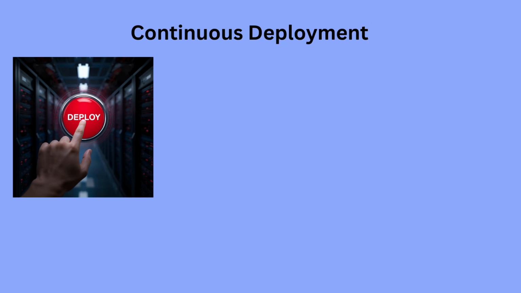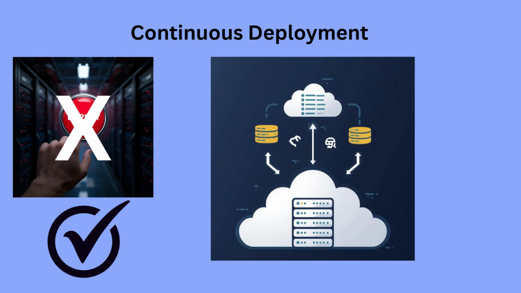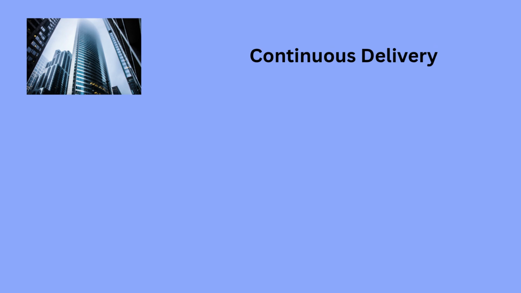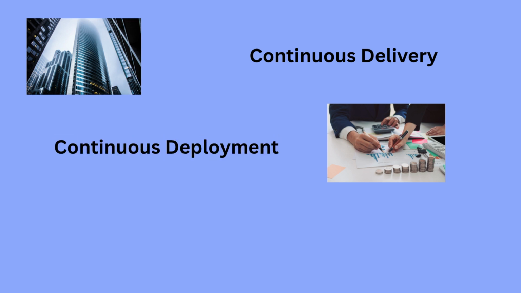Continuous deployment: here, there's no manual step. If all tests pass, the code is automatically deployed to production. Large companies often use continuous delivery for control and safety. Startups and SaaS products prefer continuous deployment for speed and agility.